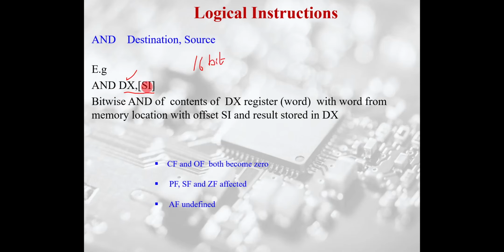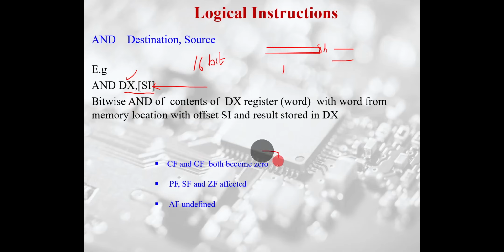And hence a 16-bit data will be brought from the memory whose starting address is given by this. So this is the offset. Obviously DS plus that physical address would be computed, and from two consecutive 8-bit memory locations, this data will be brought here. A 16-bit data will be there, and then a bitwise AND operation would be carried out.